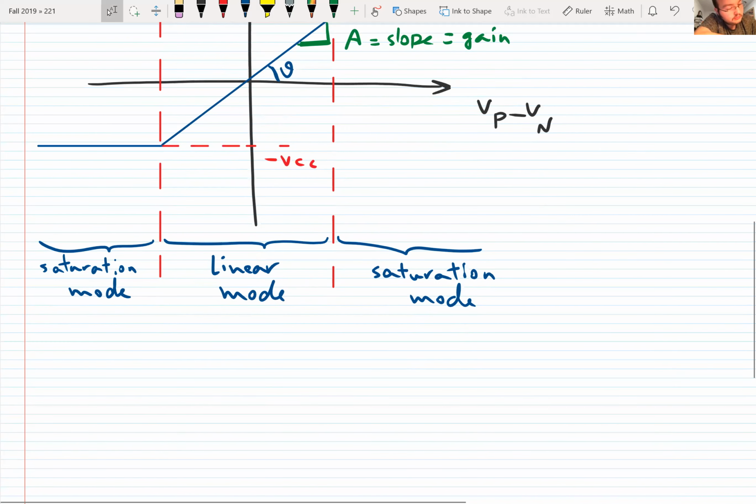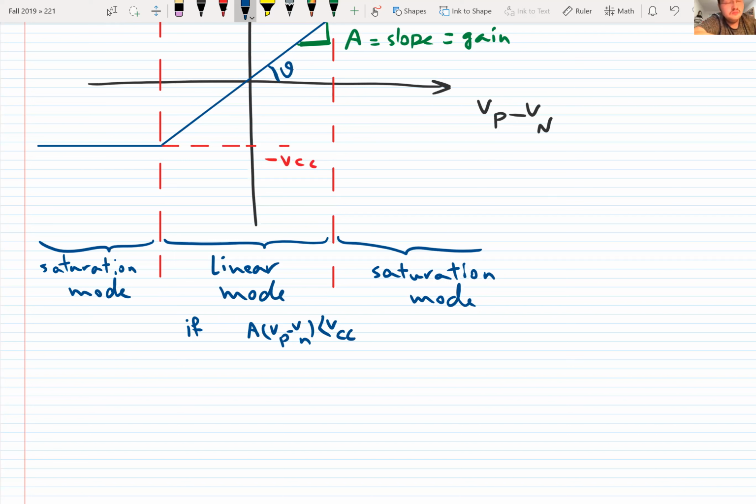Under which conditions are we in linear mode? We can say if A times (Vp minus Vn) is less than VCC and greater than negative VCC, we are in linear mode. Then Vo is equal to A times (Vp minus Vn). So if we are in linear mode, Vo is the gain multiplied by Vp minus Vn. Okay, what if we are in saturation mode?